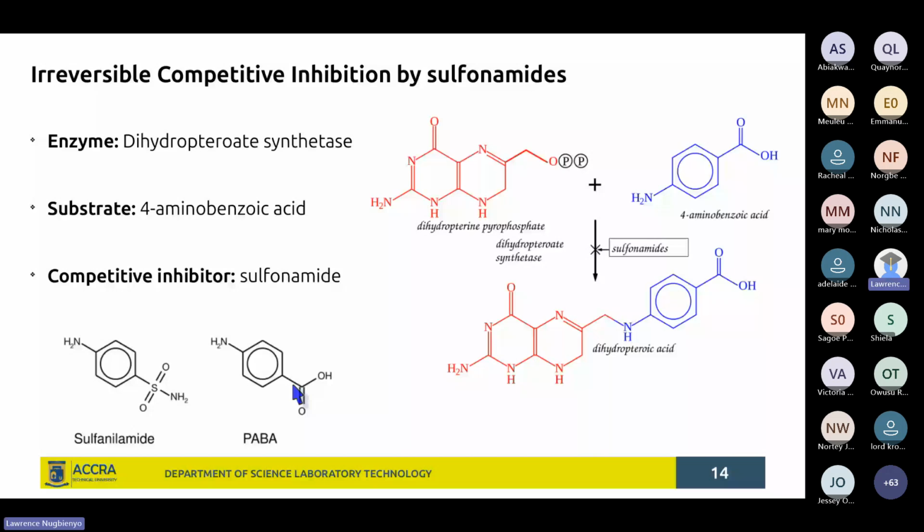So the sulfonamides are what you refer to as bacteriostatic substances. If it was going to result in cell death, we would say it's bactericidal. We'll come to see some bactericidal activity as well.